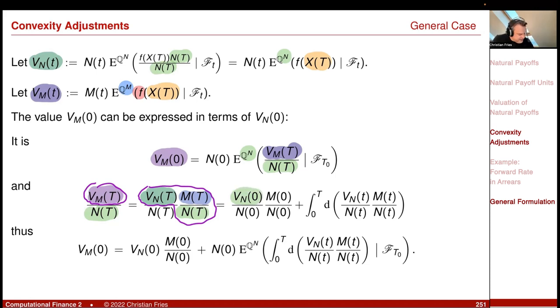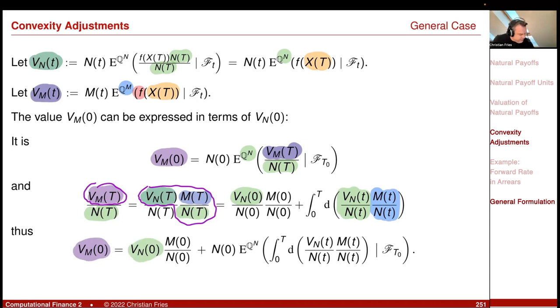And what you have here is the integrated instantaneous covariance of the martingale of the natural valuation formula, the value process, multiplied with the martingale of the change of numeraire. So that's the integrated covariance term. So you see that there is a relation between my valuation in the unnatural unit, my Vm, and the valuation in the natural unit. So you have to multiply here.